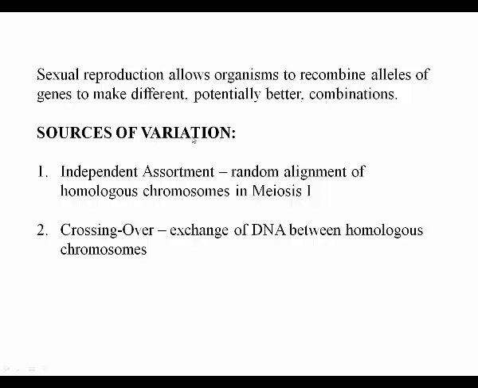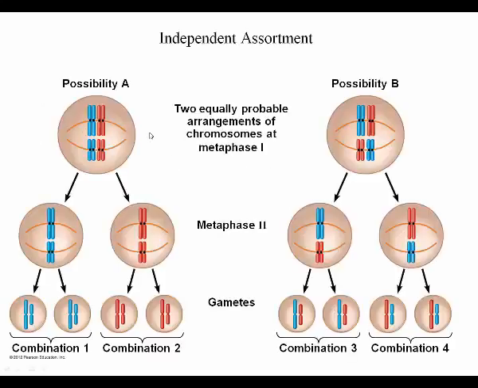The sources of variation include crossing over, which we've discussed already, and also independent assortment. Independent assortment is the random alignment of homologous chromosomes in meiosis 1. Let's go through independent assortment first. Here we have a cell that is 2n equals 4, or has a diploid number of 4 total chromosomes. The gametes will be n equals 2, a haploid number of 2 total chromosomes.